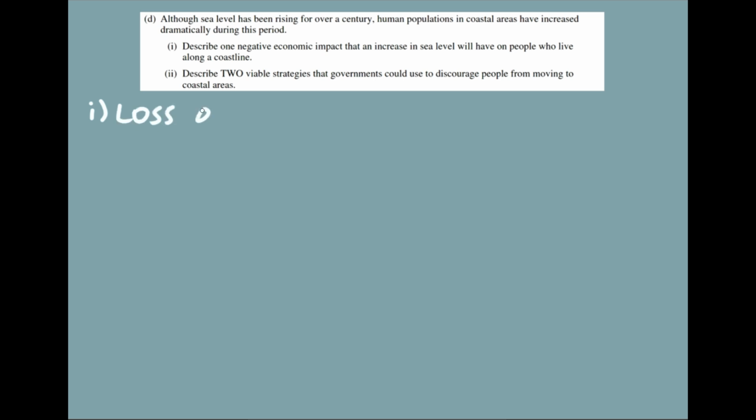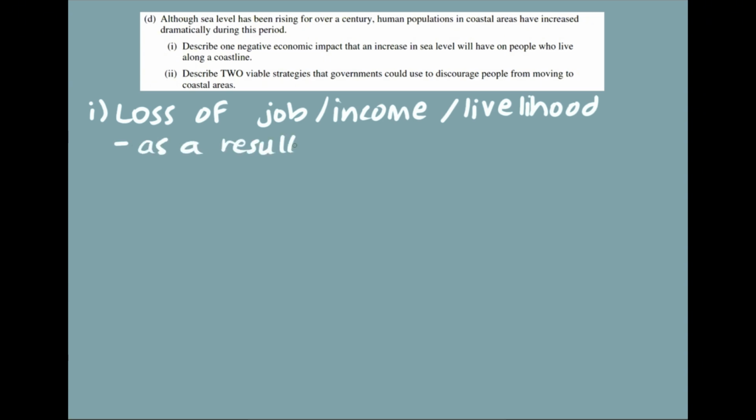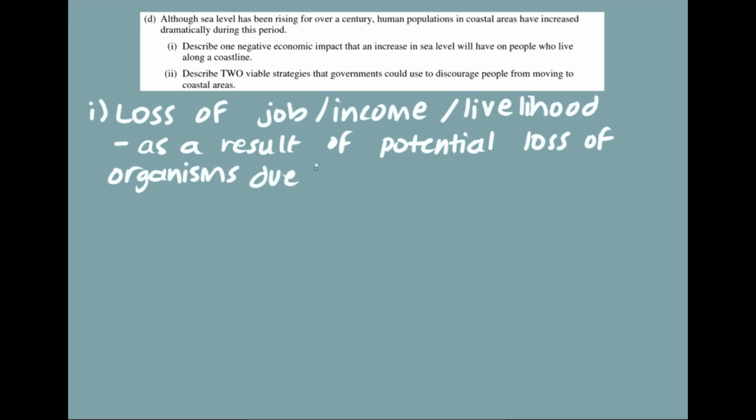So loss of job, income, livelihood, however you want to describe it. And this would be as a result of potential loss of organisms due to effects from rising sea levels.